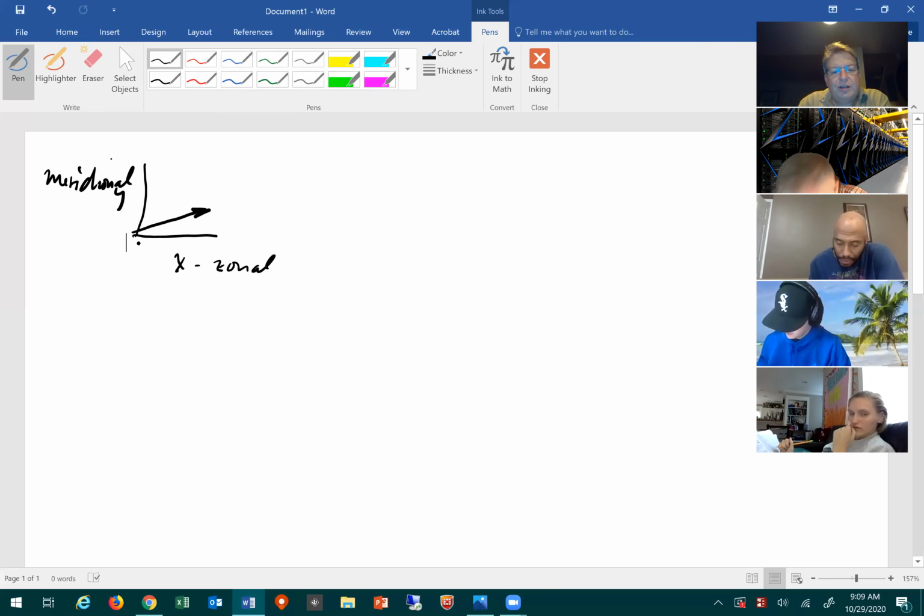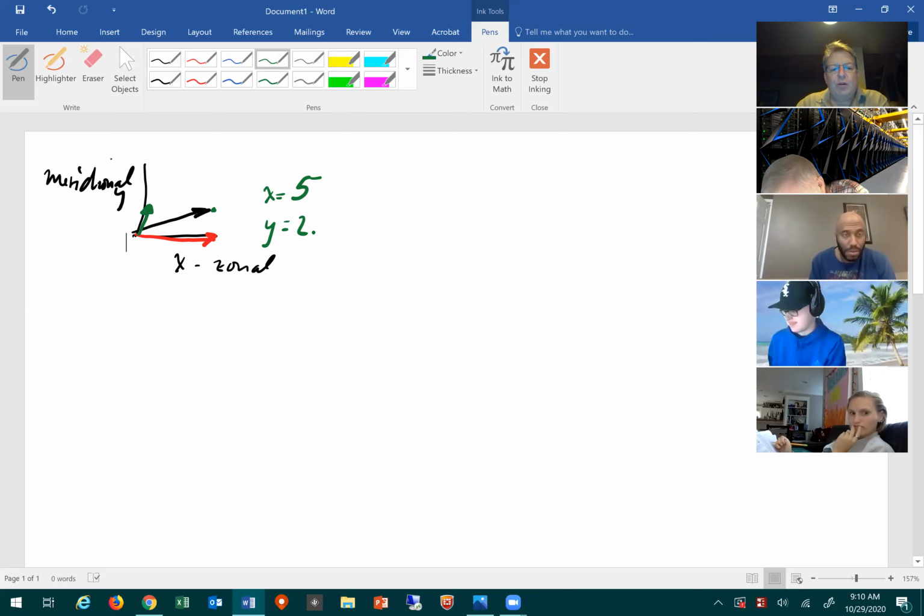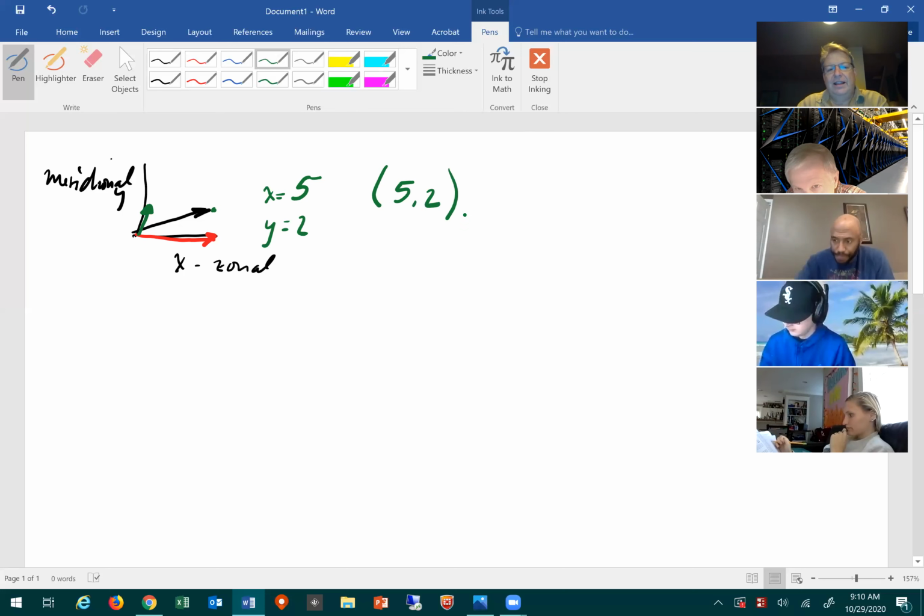Now, do you understand that there is a component of this arrow that would go this way, right? And there's a component of the arrow that would go this way, okay? So let's say that this point is at x equals 5 and y equals 2. How do I represent this vector? Well, one of the ways you would represent a vector is you would go 5, 2. That's actually a point, but we're getting the idea that there's a vector in here. That's the tip of the vector.